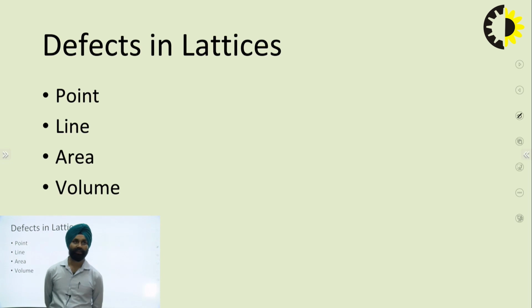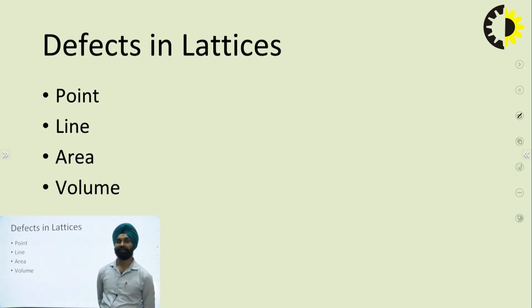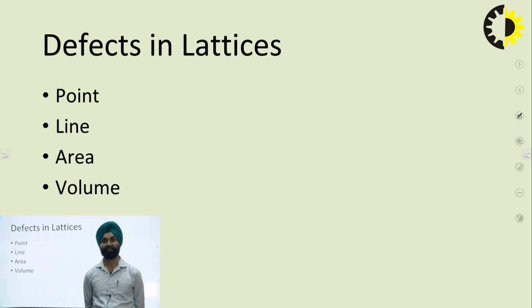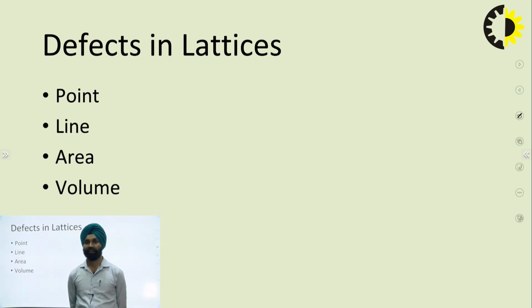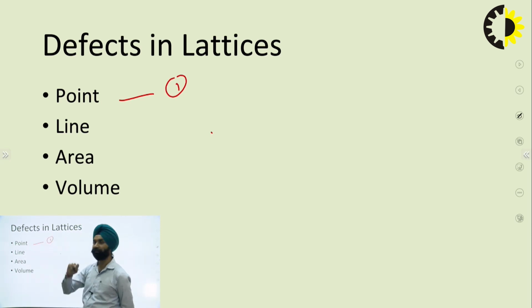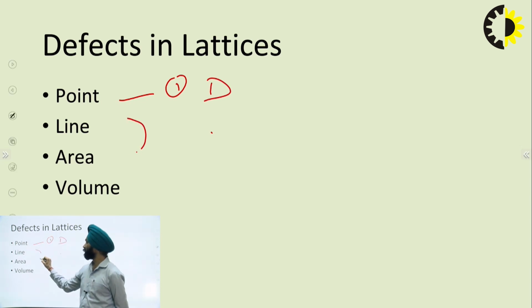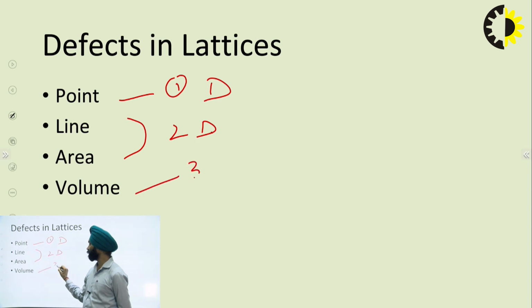So now if we see these, there are lattice defects which can be classified as point defects, line defects, area defects, and volume defects. We classify point defects as 1D, the one-dimensional point defects. The line and area defects are two-dimensional defects, and the volume defects are 3D defects.